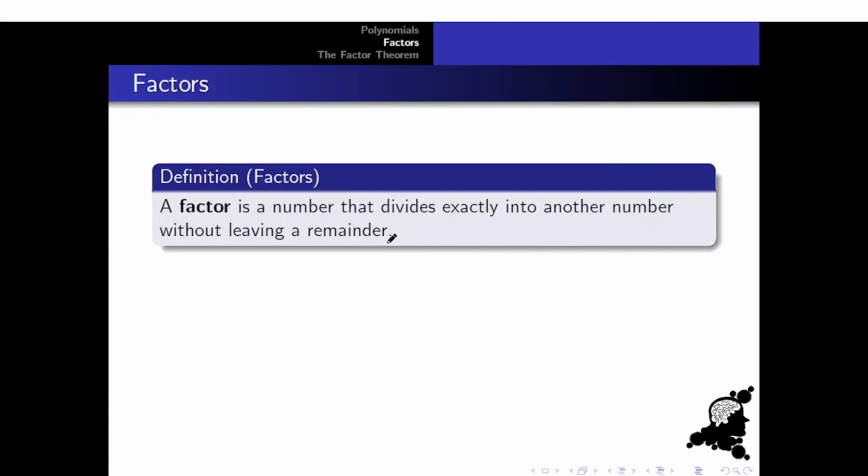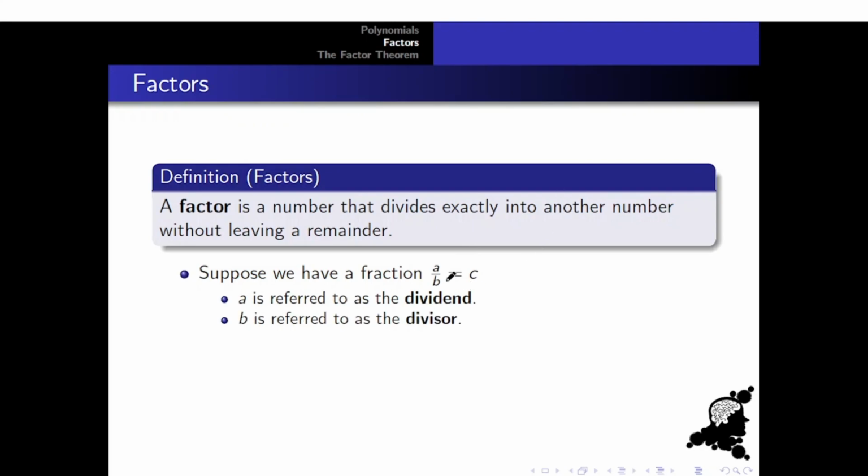Let's have a look at what factors are. We said by definition that a factor is a number that divides exactly into another number without leaving any remainder. In other words, the remainder after division is 0. So let's have an example here. We have a fraction a over b equals c. By the way, we said that a is referred to as the dividend. B is called the divisor. C is called the quotient. So what is the quotient? Remember we said from previous grades, the quotient is the answer that you get after division.